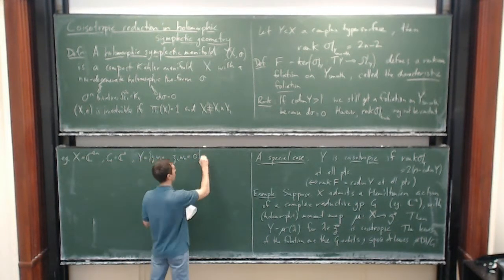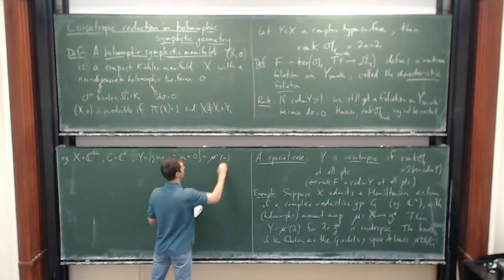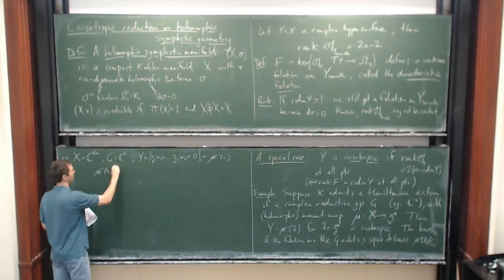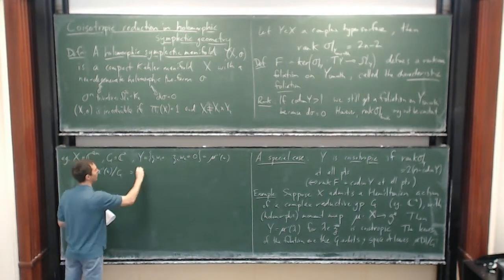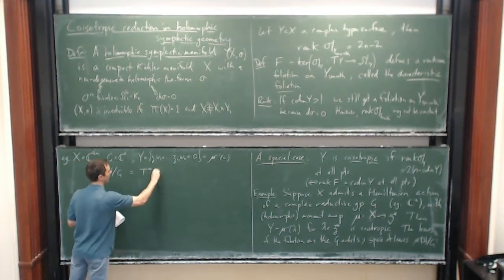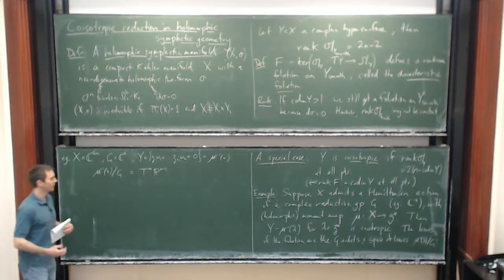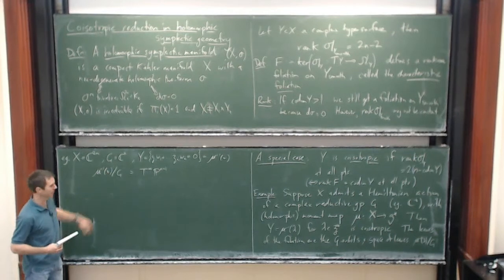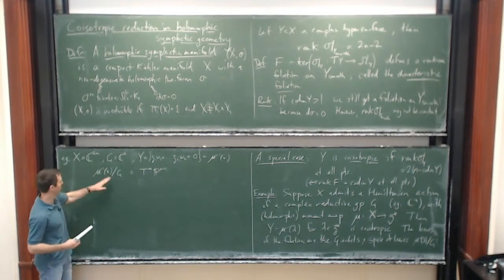And then when you take this quotient, you get the cotangent bundle of P^(n-1). So here, this is like a GIT quotient, so you're throwing away the unstable points.